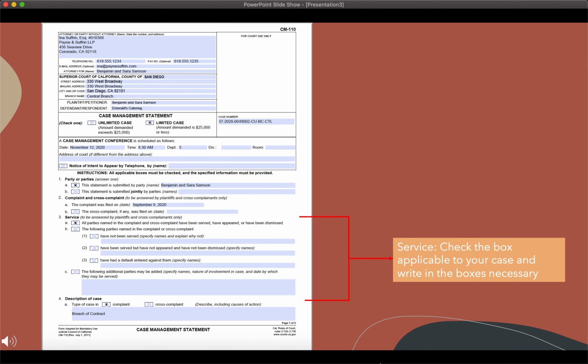We would most definitely check box A. In our previous assignments, we made sure to serve the opposing party or counsel with the documents that we filled out. So in this case, we can definitely confirm that all parties named in the complaint and cross-complaint have been served, have appeared, or have been dismissed. If this were not the case, you would then look at boxes B and C of 3.